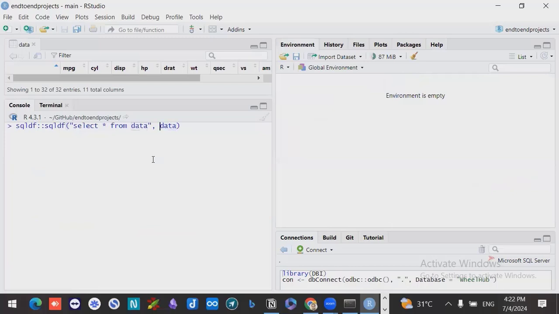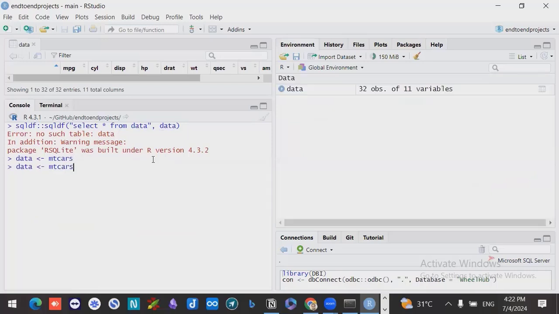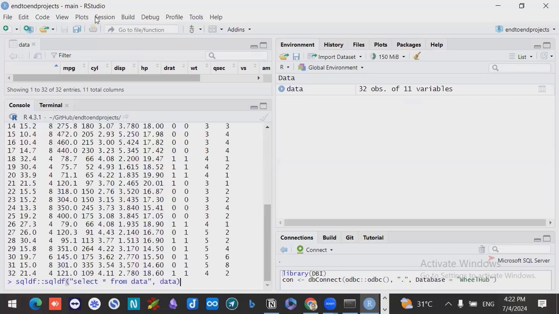For example, in my case, I just want to load the data frame here. We are not getting data because the data is not loaded. You can give it the data, mtcars, here. The data frame is loaded, and then you can write the query. Now you got the same data, right? But what we use is important. We use an SQL query, but not an R query.